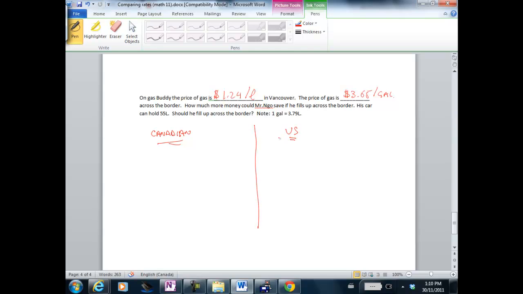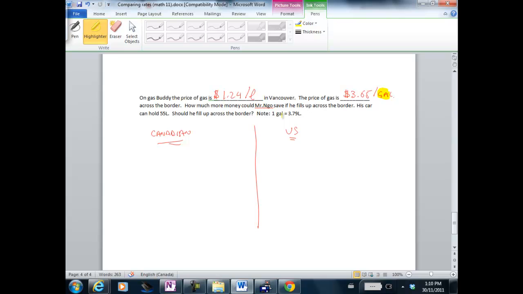The problem with US is you have to be careful. They use something called gallons. I'll even give you a hint. 1 gallon is 3.79 liters. Your task is to figure out how much it would cost me to fill up in Canada, and how much it would cost me to fill up in America. It's all here. This is a classic exam question, where a lot of people take their cars across.